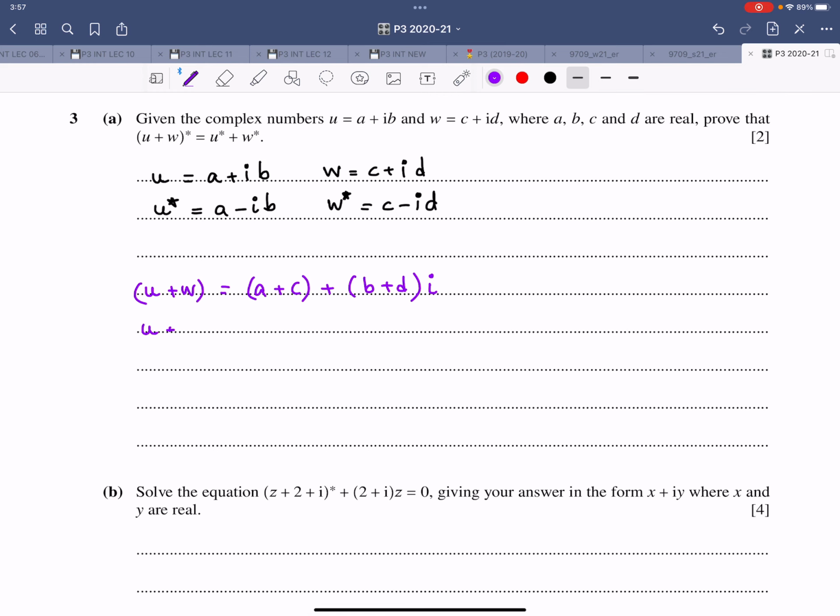u plus w, the whole thing star, that is a plus c, remains as it is, and b plus d has now a minus sign on the outside. So this is your left hand side of this equation.